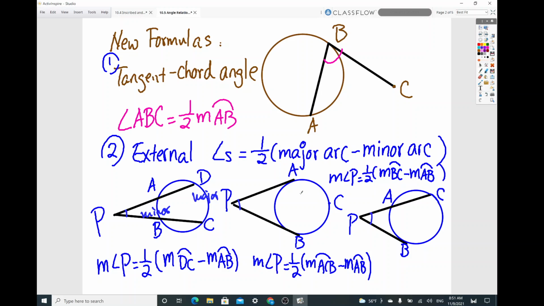Similar situation if the external angle is being bounded with 2 tangent segments. We're using the same formula. The major arc would be arc ACB, and the minor arc would be arc AB. Major, minor. And then the other one is formed by a secant and a tangent. Also using the exact same formula: the major arc, which is arc CB or BC, minus the measure of arc AB. So the major arc and the minor arc.